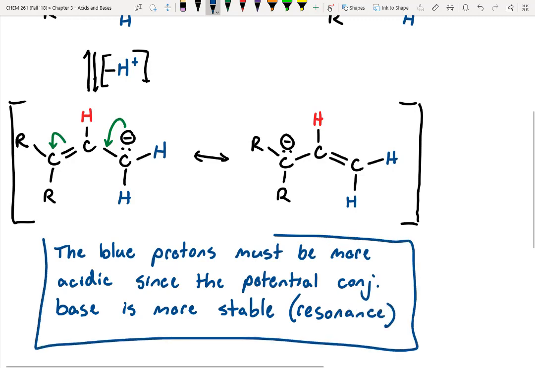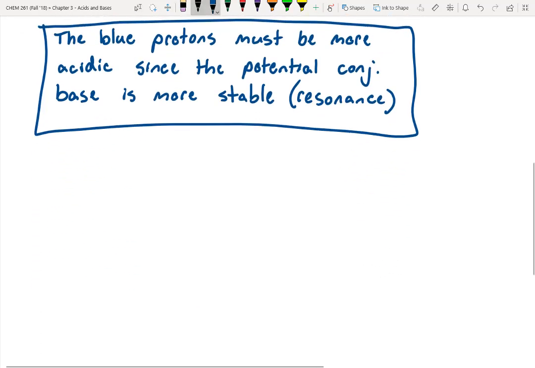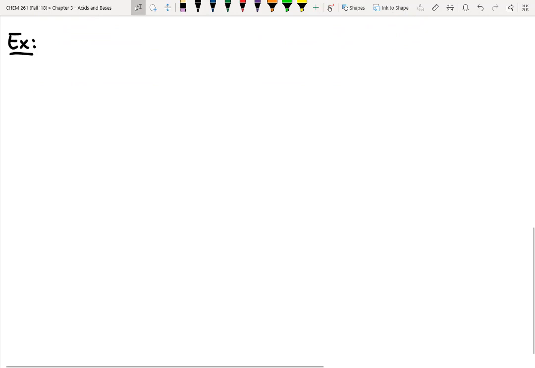Does that make sense? It's really easy in this case. We only had 2 potential protons to look at. But let's try one that's a little bit harder. We'll gradually work through. So for this one, I want you to determine where the most acidic protons are on ethanol. And then explain why. Actually, let me color code this.